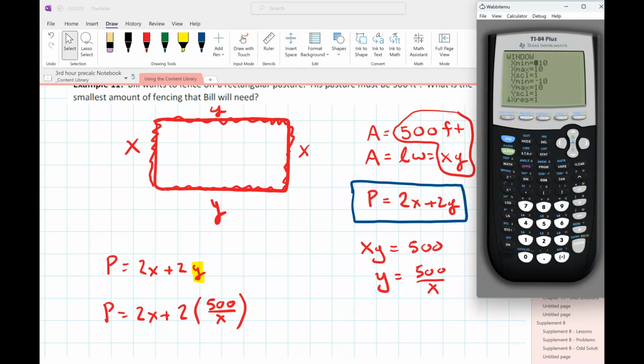I'm going to set my window though. So X is representing this length, right? For the rectangle. So what's a good minimum value for that X? What's the shortest that side could be? 0, right? Can't be negative because it's a length. The Y, well, I don't know how long that can be. I'm just going to pick, say, 50 or something. That seems probably big enough. And the P is going to be the perimeter, right? That's going to be like my Y variable. What's the smallest the perimeter could be?